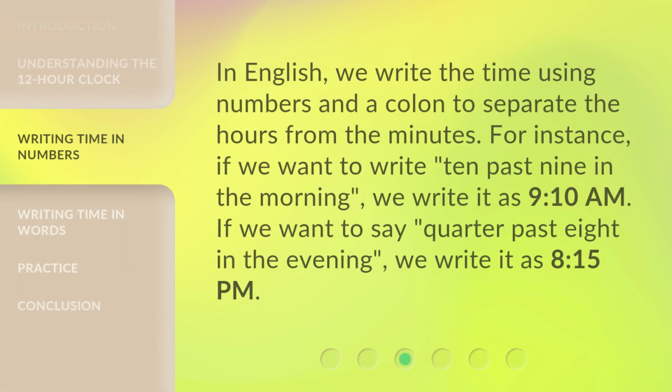In English, we write the time using numbers and a colon to separate the hours from the minutes. For instance, if we want to write 10 past 9 in the morning, we write it as 9:10 a.m. If we want to say quarter past 8 in the evening, we write it as 8:15 p.m.